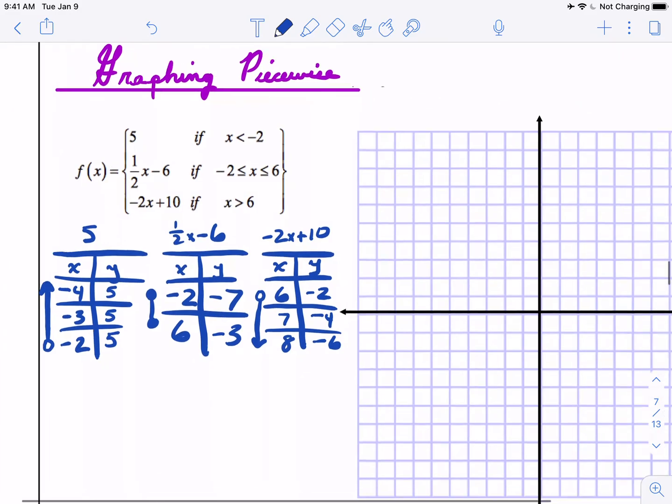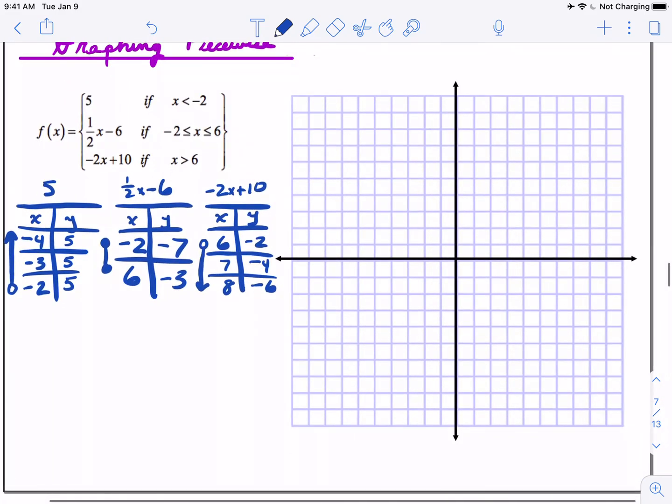So this is all the setup. I have my tables. I know where I'm making arrows, where I'm making open circles, where I'm making closed circles. Now all I have to do is plot the points. I do each part separately. You don't want to just start plotting everything together. We'll do the first table, finish it off, then move to the second table. All right, so negative 4, 5. This is just a horizontal line, so this one is pretty simple.